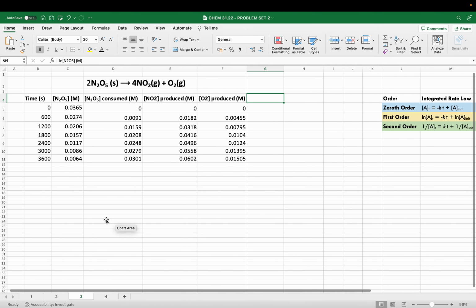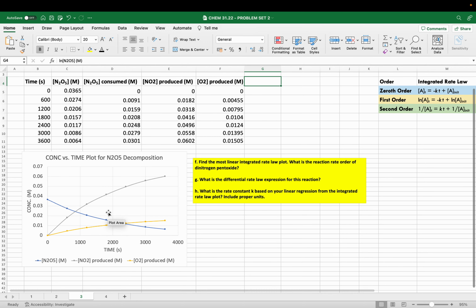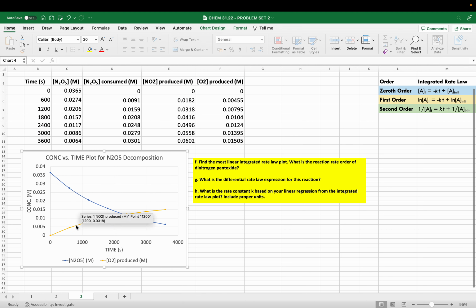On to the next set of items. For letter F, we are then tasked to find the most linear integrated rate law plot, and using the data, what is the reaction rate order of dinitrogen pentoxide? So right now, we can remove the other stuff from our plot and again go back to just how N2O5 changes over time. And you can already see, even without adding a trend line, that this is not a very linear plot. It's a curved plot.